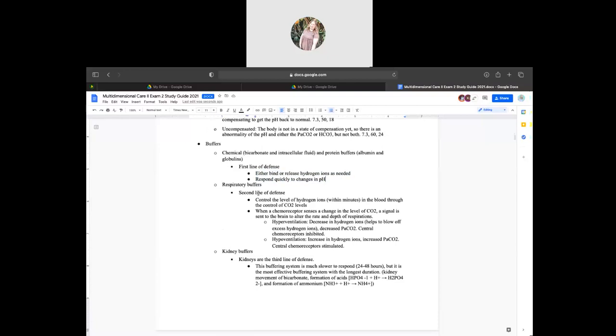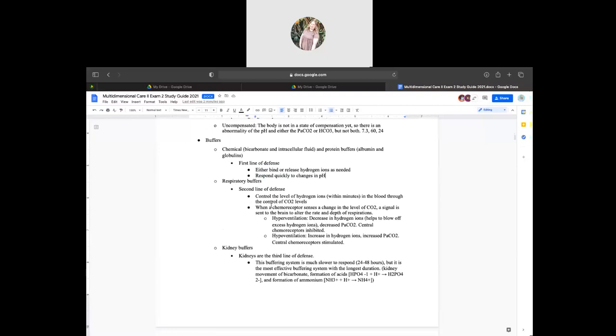Our next line of defense is going to be the respiratory buffers. So respiratory buffers control the level of hydrogen ions within minutes in the blood through the control of CO2 levels. Because of chemoreceptor-related changes in the level of CO2, signals are sent to the brain to alter the rate and depth of respirations. Perhaps the patient will be hyperventilating or hypoventilating. With hyperventilation, the patient's just going to be blowing off too much CO2. With hypoventilation, the patient's going to retain too much CO2 and not let out a lot of CO2.